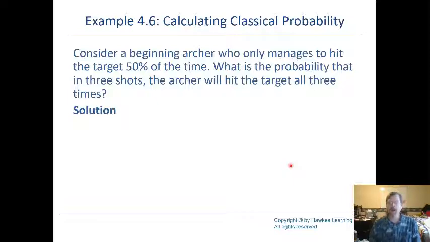All right, so if we've got a beginning archer who only hits the target 50% of the time, or as in my case, if I were to take a bow out now, as I'm very rusty, 50% of the time might be generous. What is the probability in 3 shots that the archer will hit the target 3 times? So it's 50% for each shot. What is the cumulative probability?